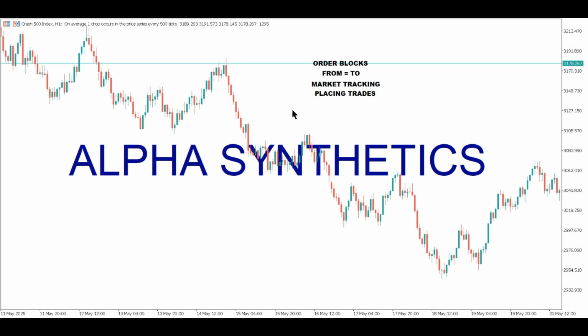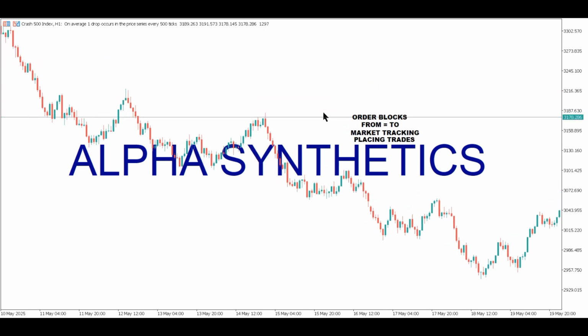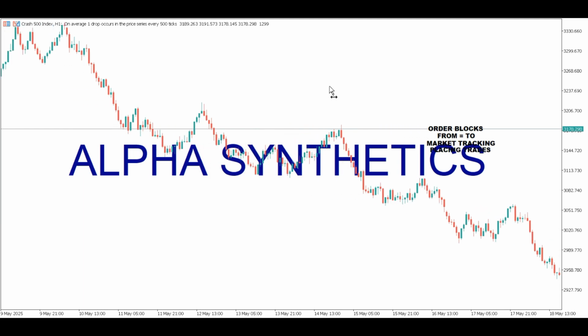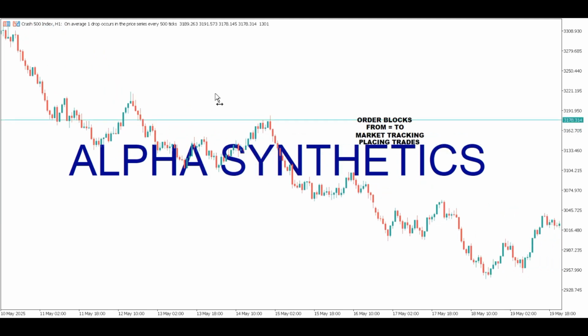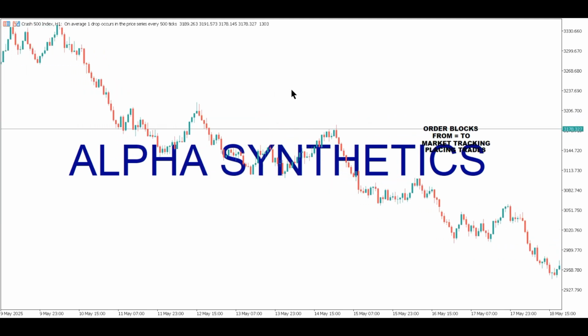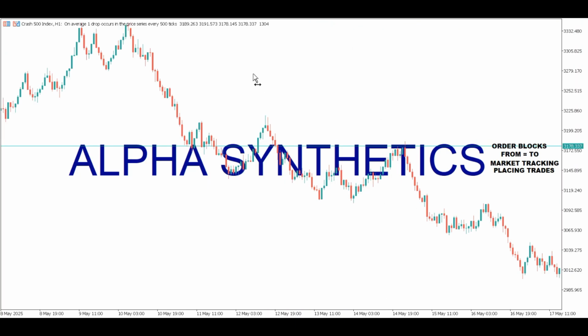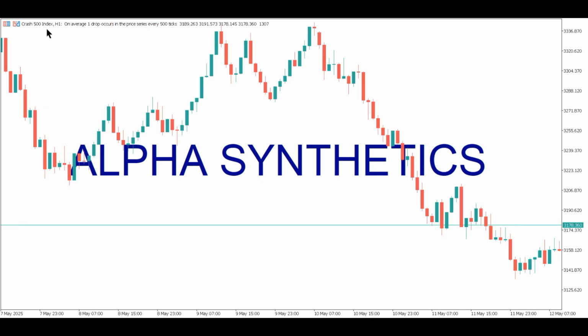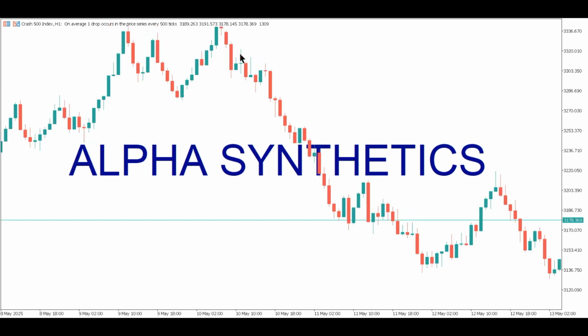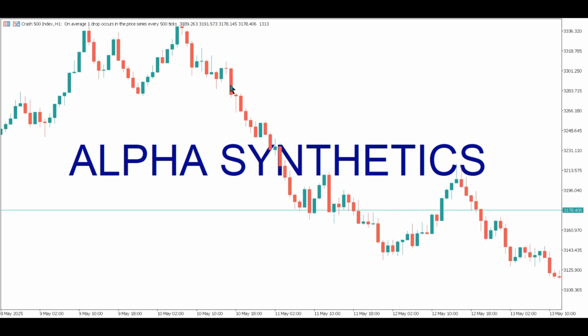So let's start off from over the side over here, for example. When the market is on a downtrend, a clear downtrend like this over here, we can see that within these red candles there are green candles popping up in between them.